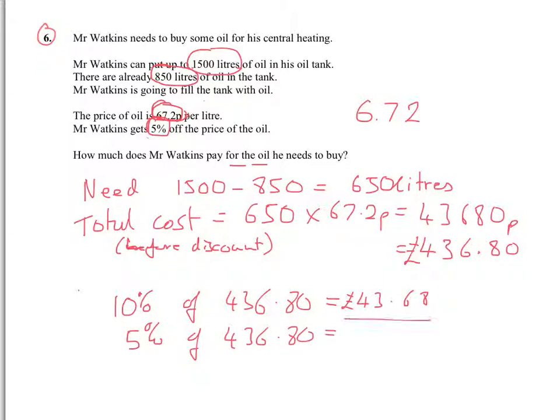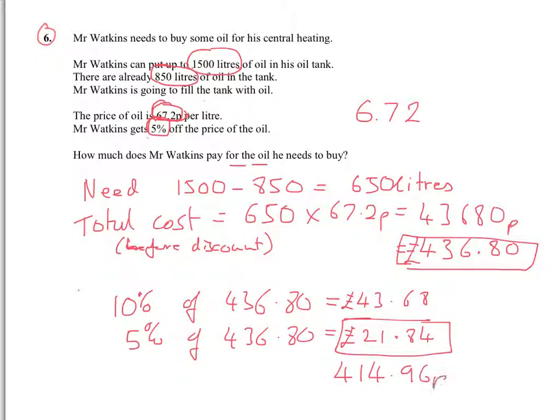Well, half of £43.68 might be alright without a calculator, but you are on a calculator paper, so let's just check this. £43.68, and I'm dividing by 2 on my calculator, and I'm getting £21.84. So Mr. Watkins in this case is paying £436.80, take away 5%, which is £21.84, and I'm going to put that in the calculator as well. £436.80 take away £21.84, and I've got this answer, £414.96.